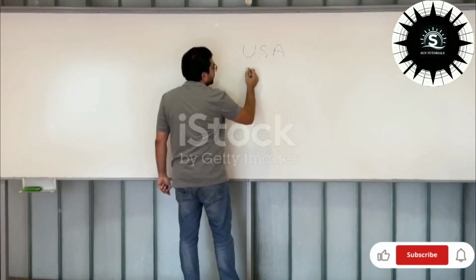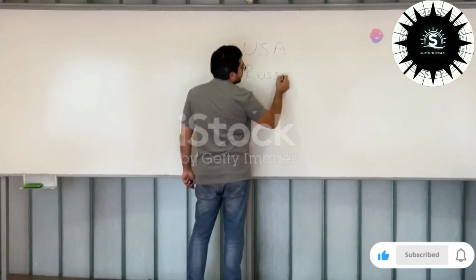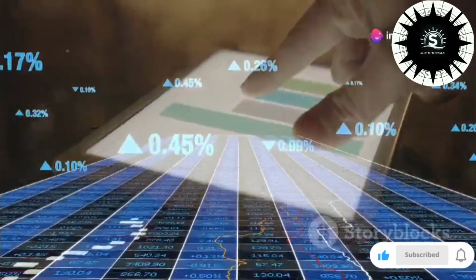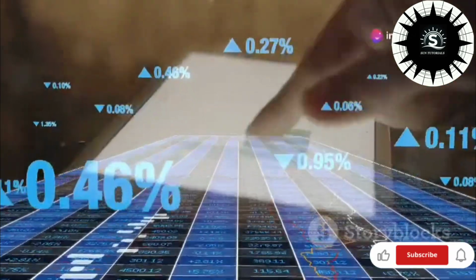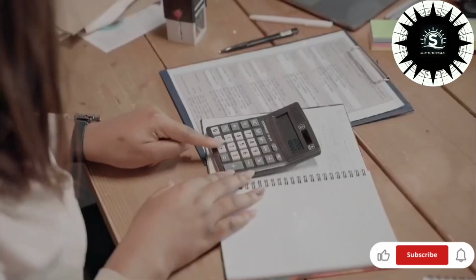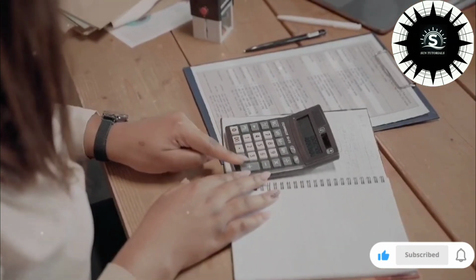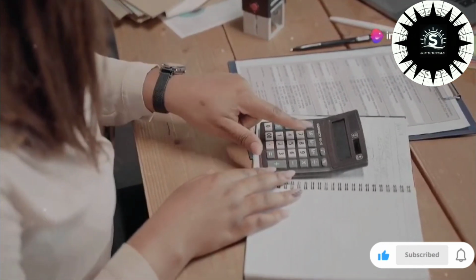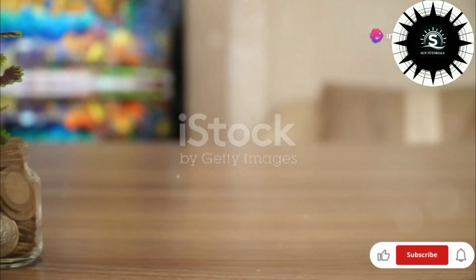Section 6. R. You ready for the interest rate? Next up is R, the interest rate. This tells you the percentage of the principal you'll earn as interest over a specific period. It's usually expressed as a yearly percentage. For example, an interest rate of 5% means you'll earn $5 in interest for every $100 you lend or invest for a year. The higher the interest rate, the faster your money grows.